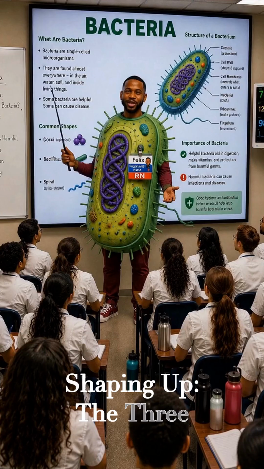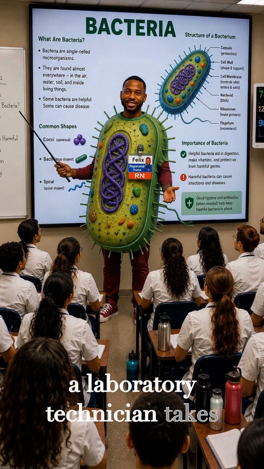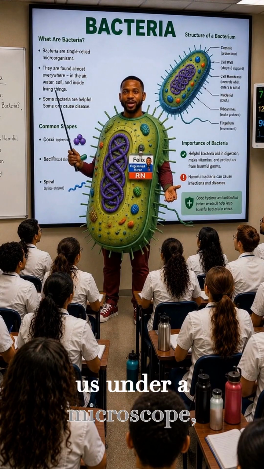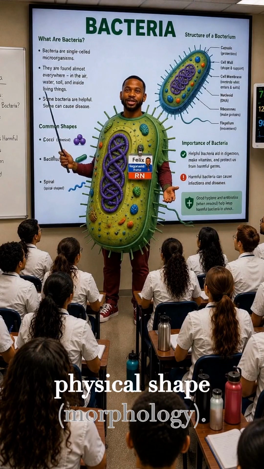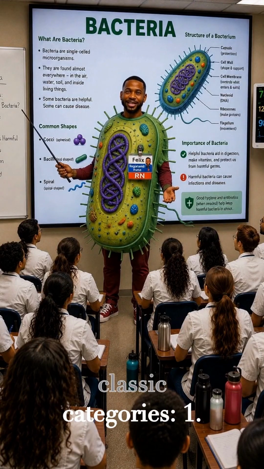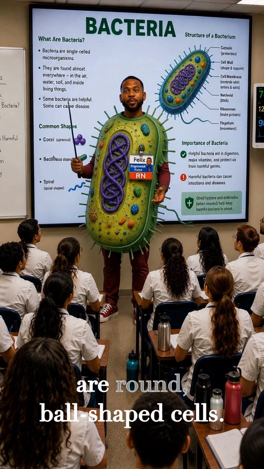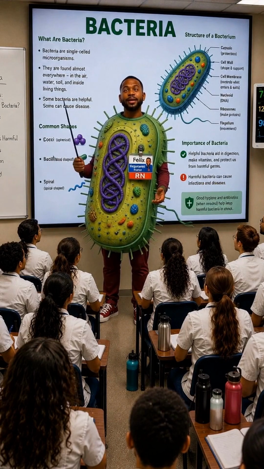Shaping up: the three major bacterial morphologies. When a laboratory technician takes a sample from your patient's wound or blood culture and looks at us under a microscope, the very first thing they note is our physical shape, or morphology. We fall into three classic categories. One, cocci, the spheres. We are round, ball-shaped cells. How we bunch together tells a huge story.